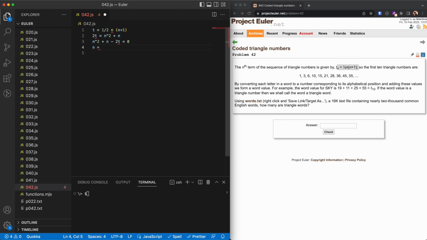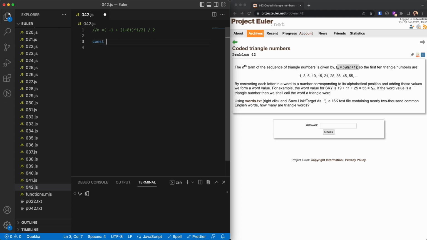So n would be minus b, which is minus 1, plus or minus, and we need the plus because we are looking for numbers bigger than 0, plus the square root of 1 plus 8t, and the whole thing divided by 2a, which is 2. So this whole thing is divided by 2. So this is our formula. It looks a little bit ugly here, but let's skip it so we can use it later.